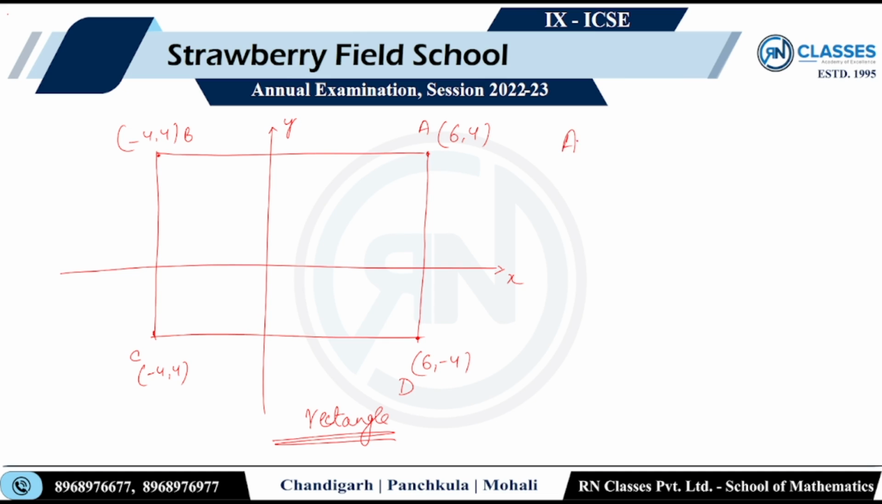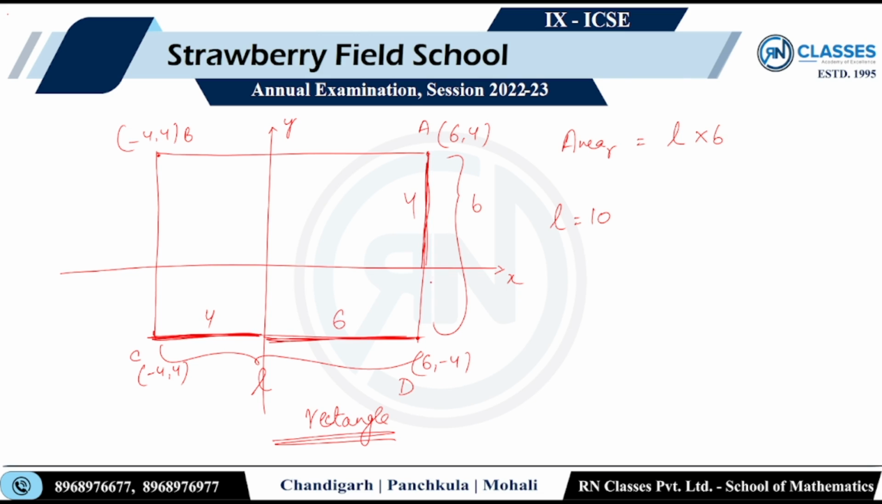Now, what to do? मेरे को क्या चाहिए? Area of a rectangle, right? क्या होगा? Length into breadth. मैं काम करता हूं, CD को लेंथ ले लेता हूं and AD को breadth ले लेता हूं. So now I need this part. How much is this part? That is 4. I need this part. That is 6. So length will be 10. This is 4 and this is again 4. Breadth would be 8. So area would be 10 into 8, which is nothing but 80 square. That's it.